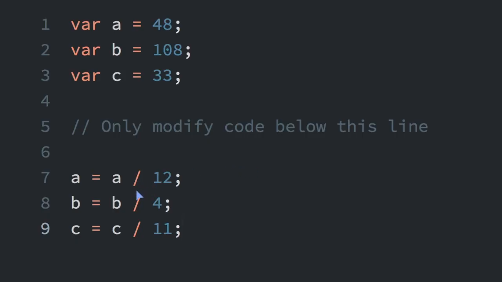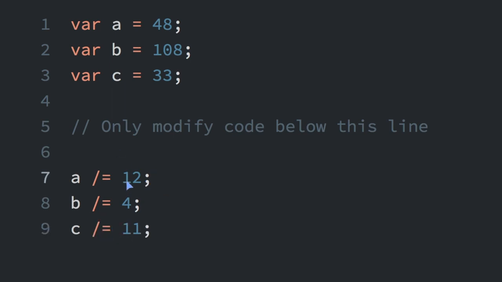And there's also divide equals. So a equals a divided by 12. We can do a divided by equals 12. And then here we can just do divided by equals 4 or divided by equals 11. So that's another way of dividing the variable by a new number and assigning that answer to the variable.